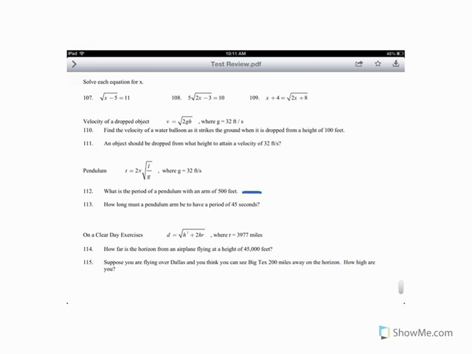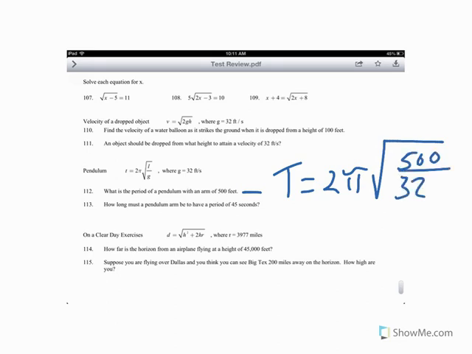That one, the arm is 500. So I'm looking for t, for my period, is 2 pi square root of 500 over 32. Plug that into a calculator, you get an answer. That's how you do it.